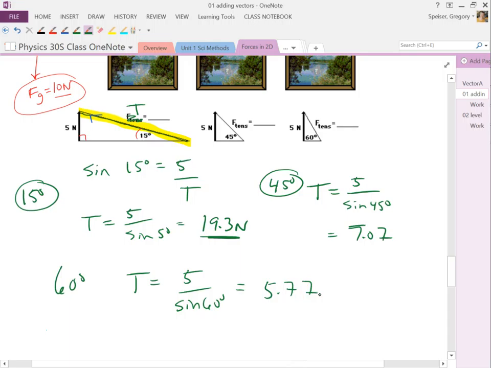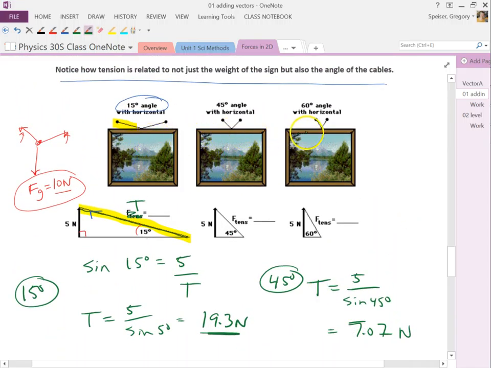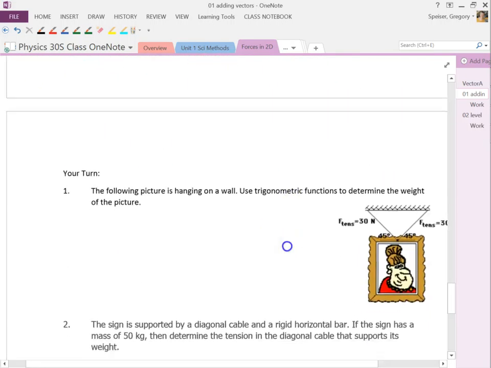So what happened? As the angle increased, the tension decreased. So if you had the choice of hanging it with these 3 different patterns, this shows you that this one with the smallest angle here is going to have the greatest tension. So this is probably the most dangerous way to hang your painting, because it's most likely that the tension in the cable causes the cable to snap, like if you have a string that's not too strong.